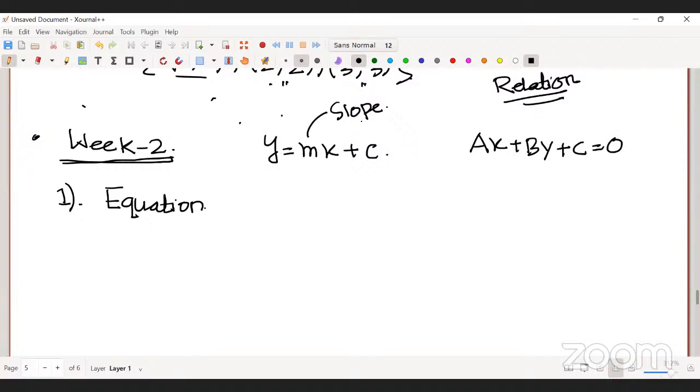So this is the slope of the line, and this is your y-intercept. Okay. So what I want to do is find the equation of a perpendicular line passing through a point.